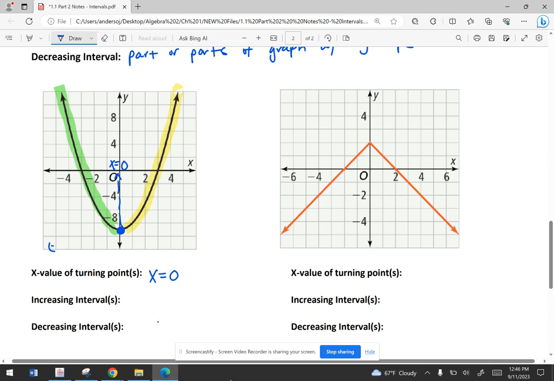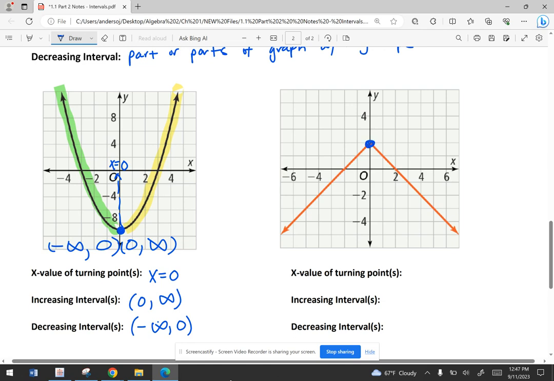You can tell we're doing kind of the same thing. This graph is going from negative infinity until we get to that turning point at 0. At that turning point at 0, it changes. So my increasing interval starts at 0 and goes to infinity. My decreasing interval is coming in from infinity and going to 0. I'd highly recommend that you mark what that turning point is, and then you label your intervals.